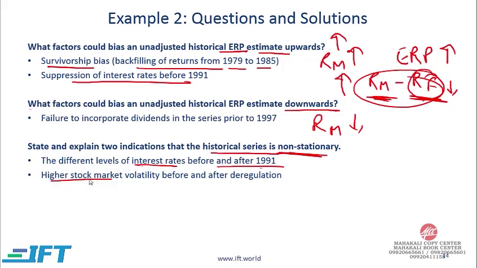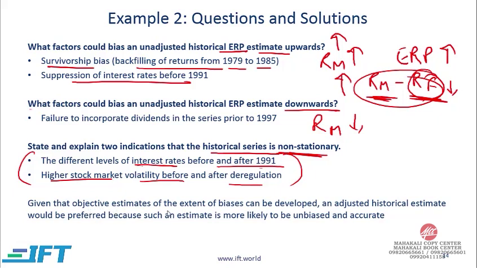And then higher stock market volatility before and after regulation. Again, going back to quant, another element that defines that data is non-stationary is the volatility. So if the volatility has changed, then that also means that your data is non-stationary. So what this points out is that even though using a relatively long time period is good, you need to be careful about what's happening in that relatively long period. Ideally, the data should remain stationary during the period.